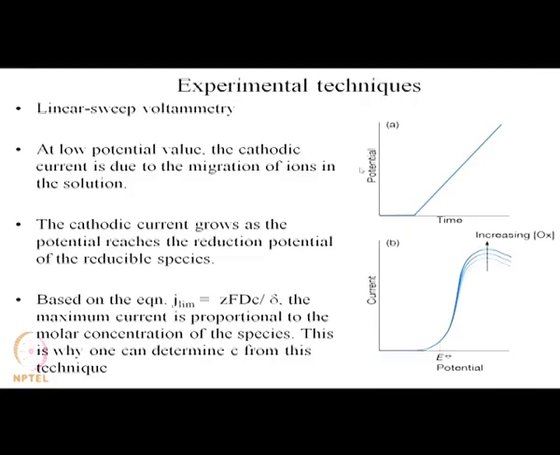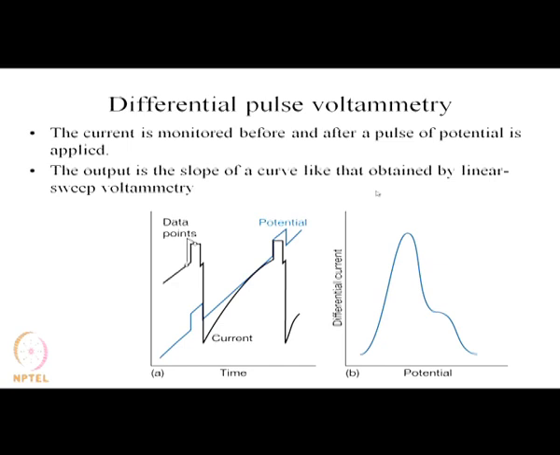Okay. Now, next there is another technique called differential pulse voltammetry. I will come back to linear sweep voltammetry, but before that let us have an idea of differential pulse voltammetry. What is done here is the current is monitored before and after a pulse of potential is applied. A pulse of potential is applied and you monitor the current. And the output is the slope of a curve like that obtained by linear sweep voltammetry.